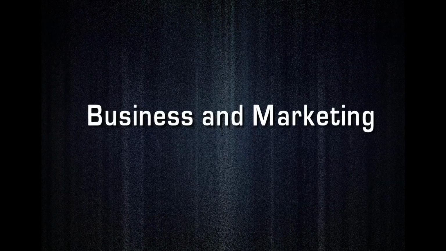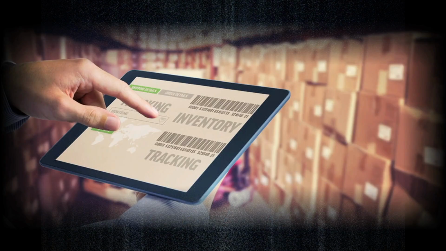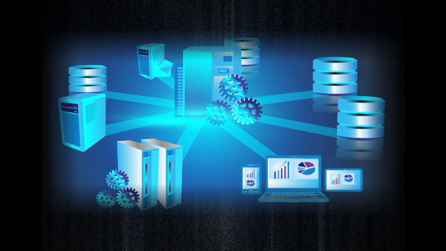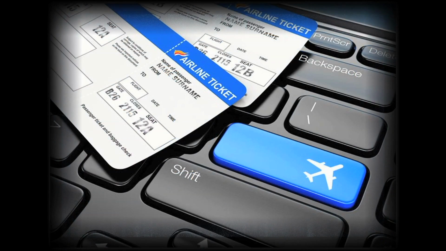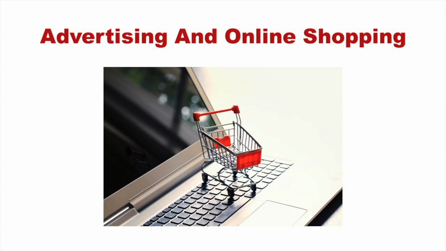Business and marketing. Record keeping, accounting, reports, inventory, payroll, invoicing are the areas of business and industry where computers are used to a great extent. Database management system is one of the major areas where computers are used on a large scale. The areas of application here include banking, airline reservations, etc., where large amounts of data need to be updated, edited, sorted, searched from large databases. In marketing, the uses of computers are advertising and online shopping.